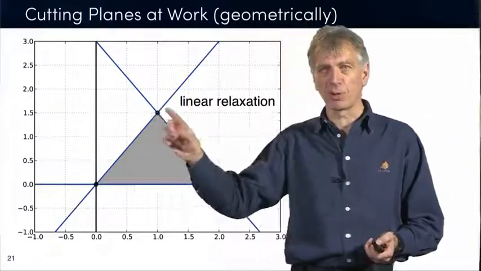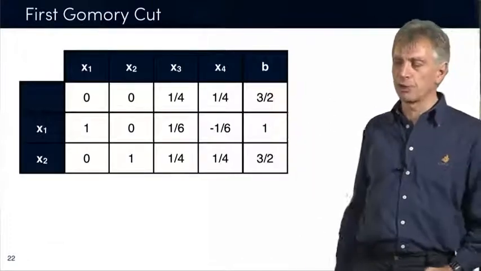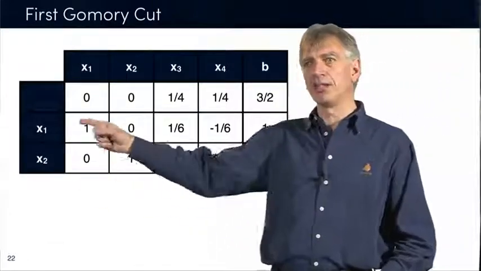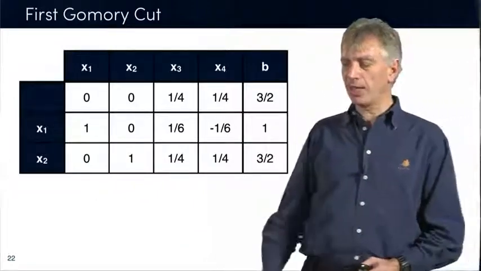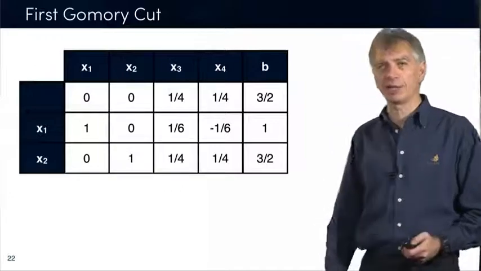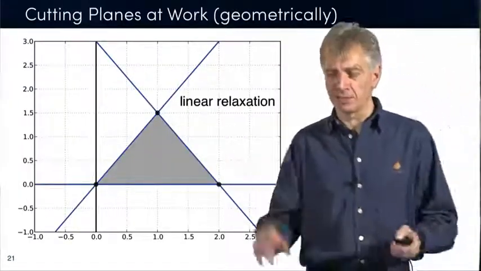That's geometrically where we want to go. Algebraically, this is what it gives you. So value 3 over 2. That's what we wanted to find. The two variables which are in the basis are x1 and x2. So x1 is equal to 1, x2 is equal to 3.5, which is exactly the point. The algebra is the same as the geometry.